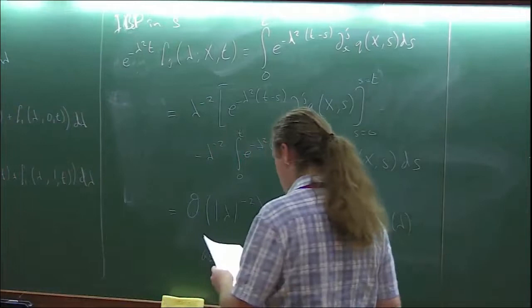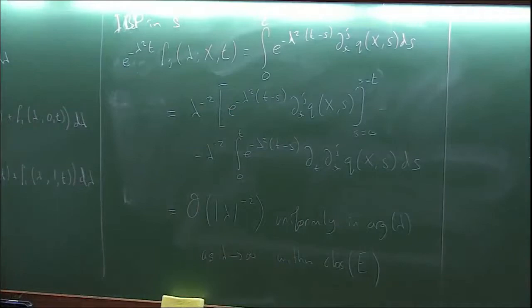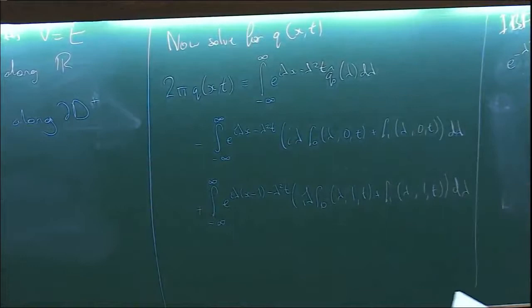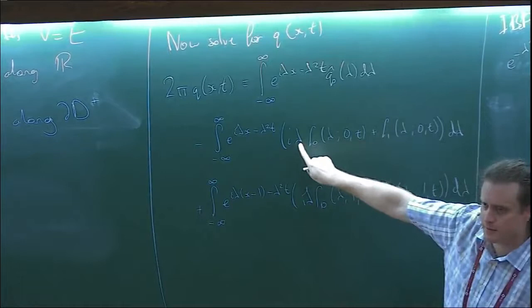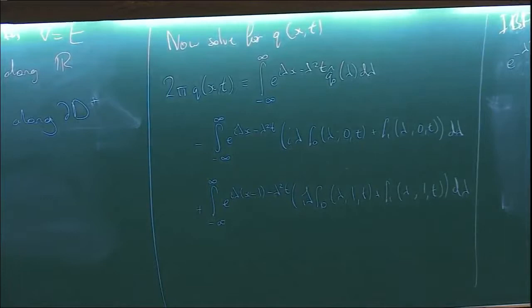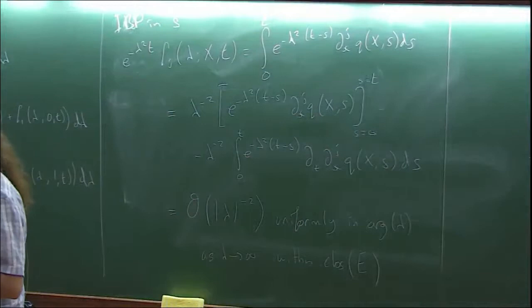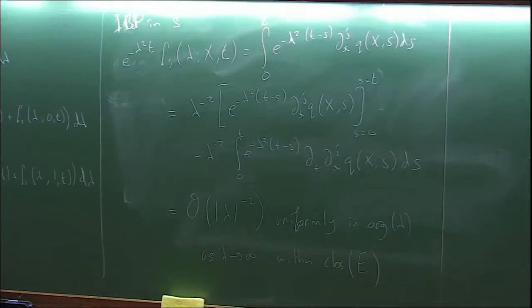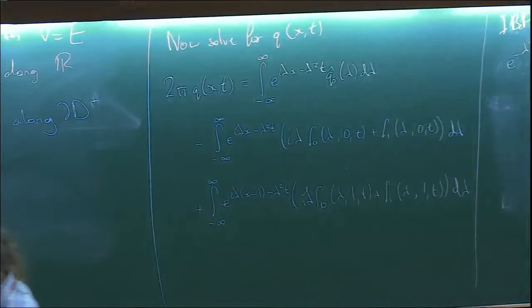So that means that this part of the integrand is order lambda to the minus one, now because we've got a lambda multiplying this bit, uniformly in the argument of lambda, everywhere in E plus, and similarly this one everywhere in E minus. Well, actually, I guess it's true in all of E for both of those, but the next part is going to be in only E plus and E minus.